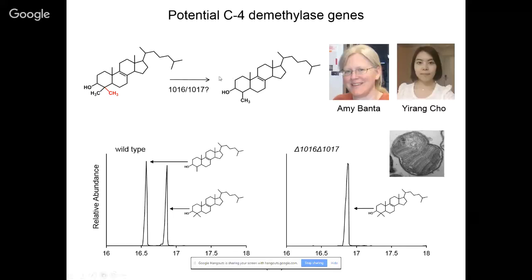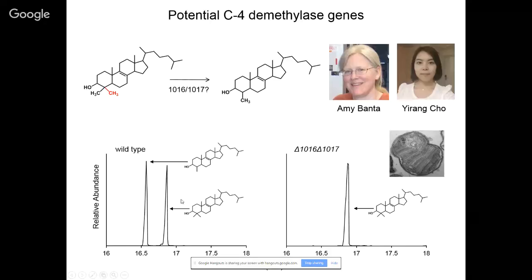And so what we wanted to do was delete this 1016, 1017, this dioxygenase and this reductase, and see if it would prevent the demethylation. And so one of the things about working not in E. coli or not in Bacillus is that you don't always have the genetic system. So Amy Banta was actually the one who was able to get us to make deletions in Texas. So that was her role in this project. And then she helped Yirang actually make this mutation.